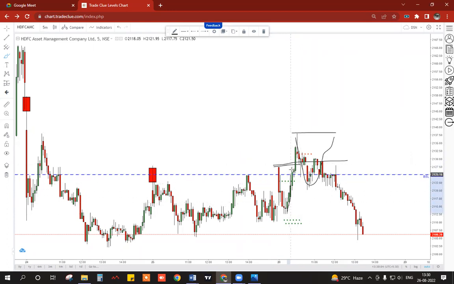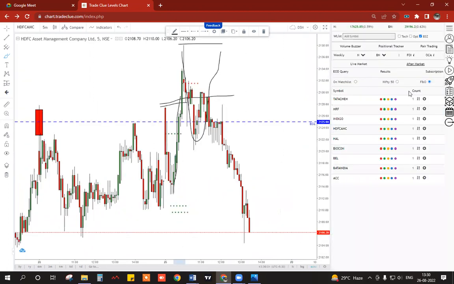Why? Because 1, 2, 3, 4, 5, 6 candles are done. After 4 candles, always be cautious. Always try to exit your trades, or don't enter those trades, when 4 to 5 candles are coming. So plan for some reversal, but avoid such trades. So in breakout, there was one HDFC AMC.